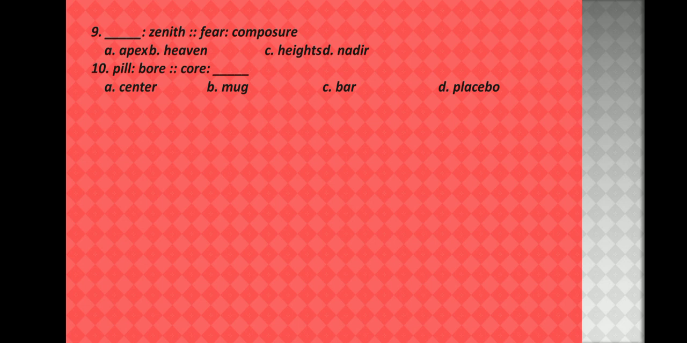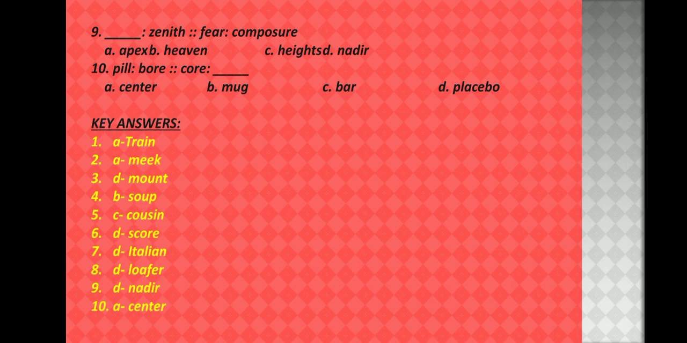Next, pill, bore, core, dash. A pill is another word for a bore. It is nothing but a synonym. A core is another word for a center. So the answer is A. I have given key answers.